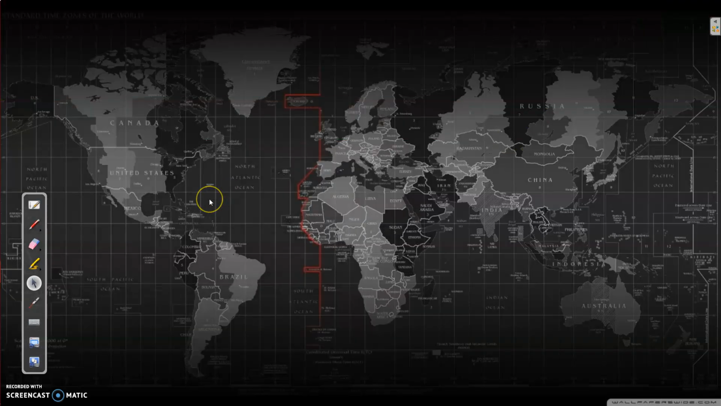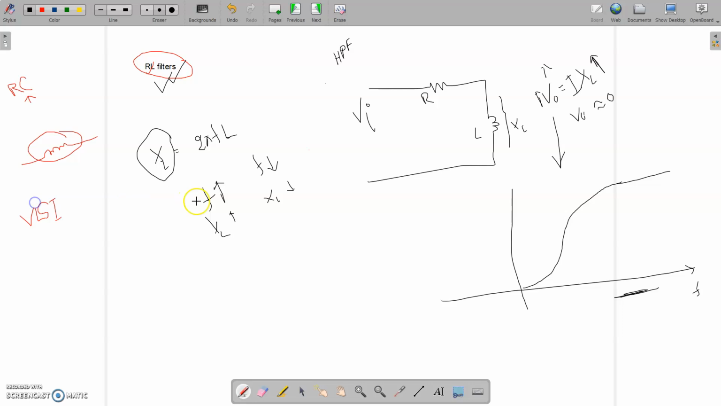You can do those things. Okay, so this is our discussion on RL filters. I think it is clear.